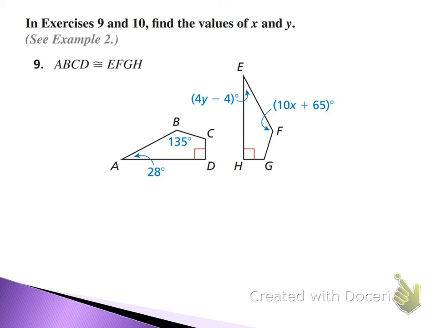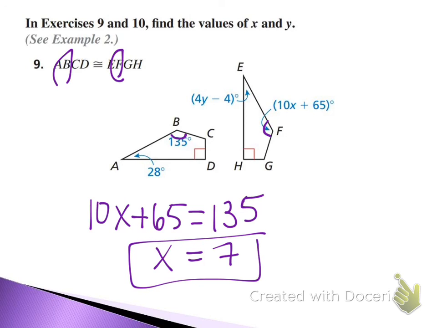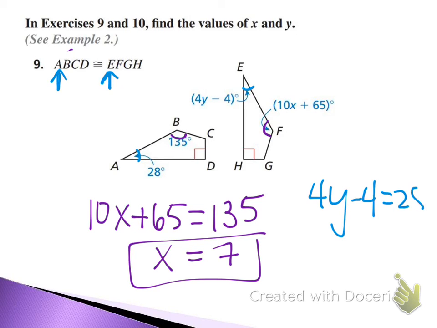All right. The X is an angle. It's angle F. What is F going to be congruent with in the other figure? B. So you should set them equal. Equal to 135. So then subtract 65, divided by 10, and X equals 7. With the Y's, Y is attached to E. What does E correspond with? A. So that means 4y minus 4 will equal 28. So Y will equal 8.